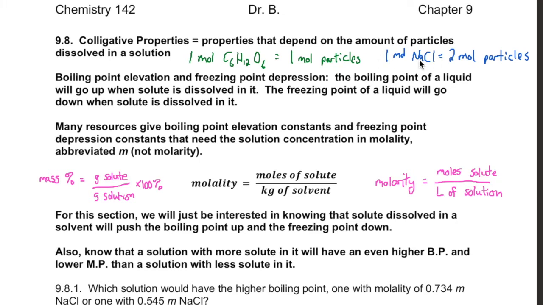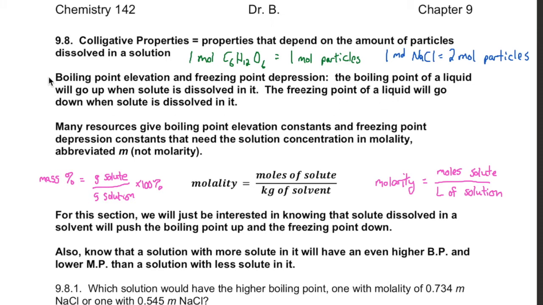If, on the other hand, you dissolved a mole of sodium chloride in water, you would have 2 moles of particles, because we know that the sodium and the chloride go off separately as separate ions, and so we have 2 moles of particles. So these properties would be more affected by sodium chloride than they would be by sugar. They'd actually be twice as affected by sodium chloride. So that's one interesting thing about colligative properties.